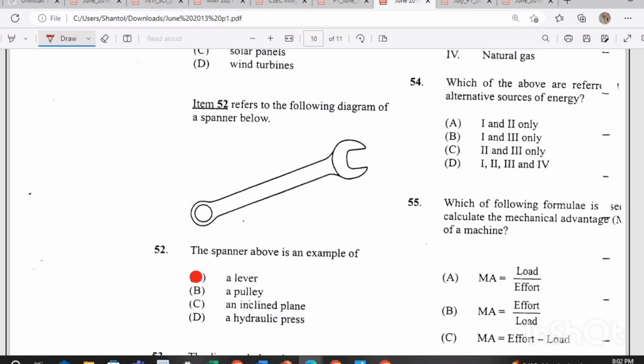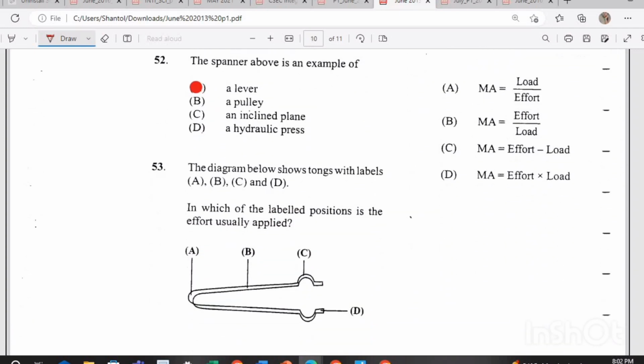Question 53. The diagram below shows tongues with labels A, B, C, and D. In which of the labeled positions is the effort actually applied? Is it A, B, C, or D? If you said A, you're incorrect. It's B. This is where you would apply your effort.